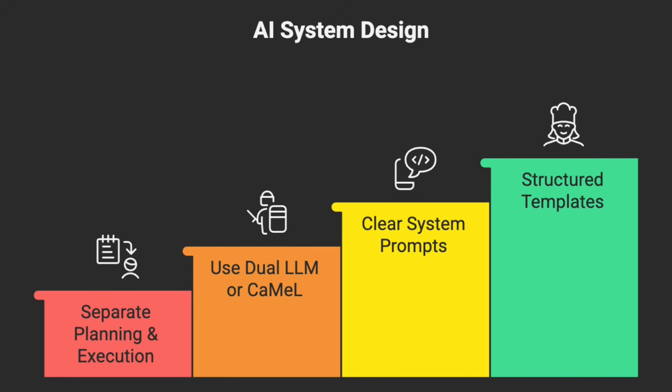Next, design your system to separate planning from execution. Use dual LLM or CaMeL patterns to quarantine untrusted data. Provide clear system prompts that treat user input as data, not commands. Wrap your prompts in structured templates.